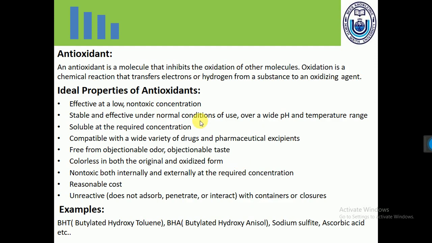Another ideal property of an antioxidant is that it must be soluble at the required concentration. So this is the third ideal property of an antioxidant. It must be soluble at the required concentration, whatever concentration is required for that.